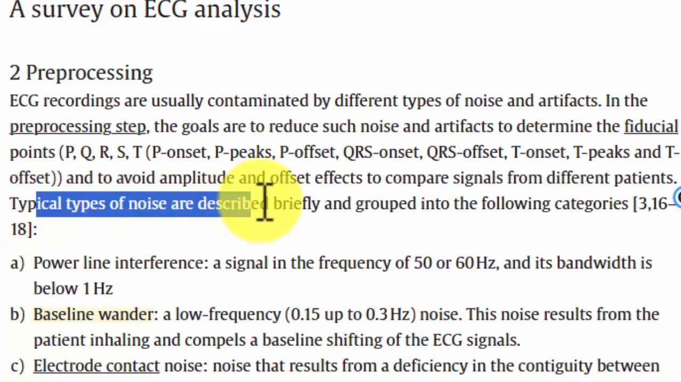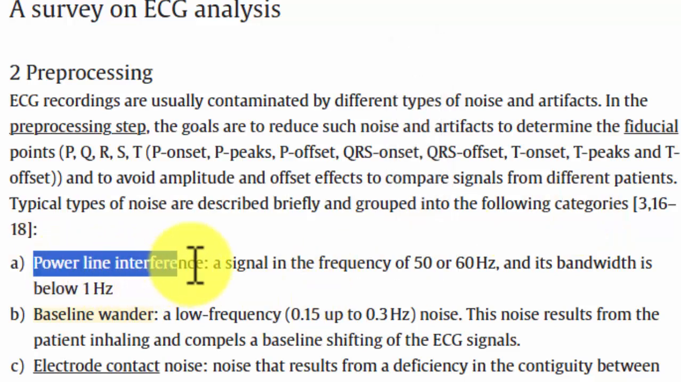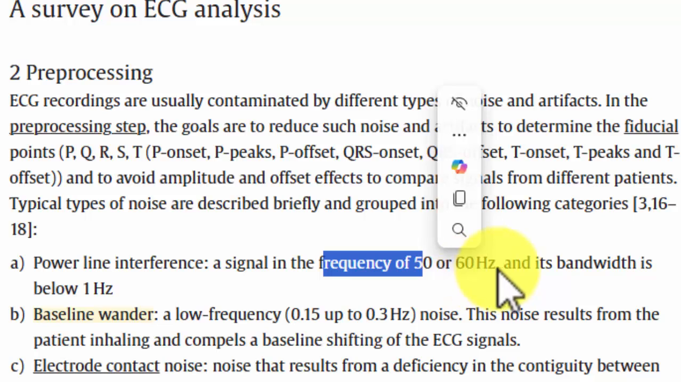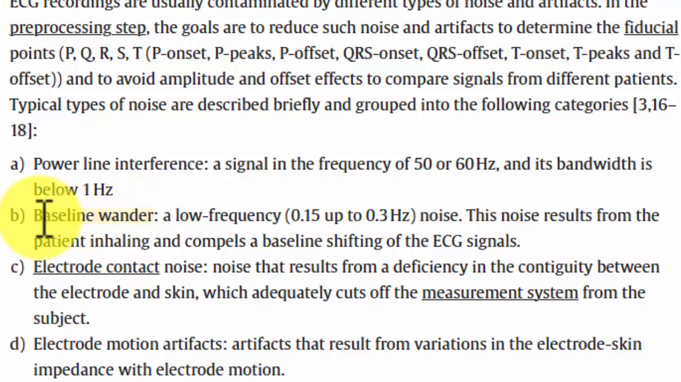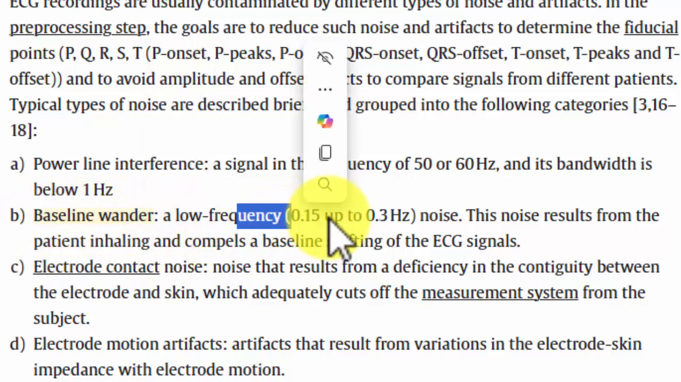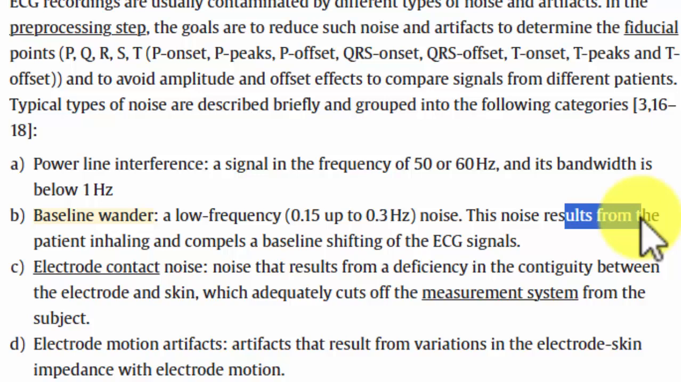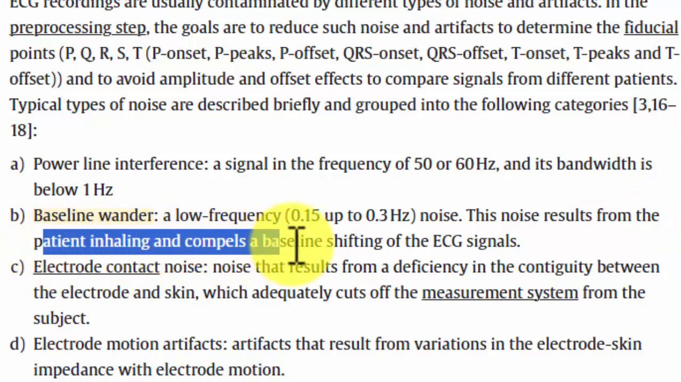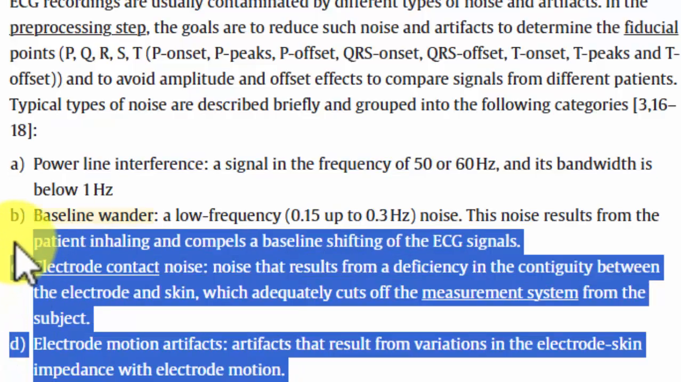A typical type of noise is described briefly and grouped into the following categories. We have power line interference, which is a signal of frequency either 50 or 60 hertz and its bandwidth is below 1 hertz. And baseline wander, which we are interested in today's tutorial, is a low frequency, normally 0.15 up to 0.3 hertz noise. This noise results from the patient inhaling, which compels a baseline shift of the ECG signal. So when we inhale, we move our body, and the body movement introduces noise, which is baseline wander noise. And there is a bunch of other noise which we need to remove.